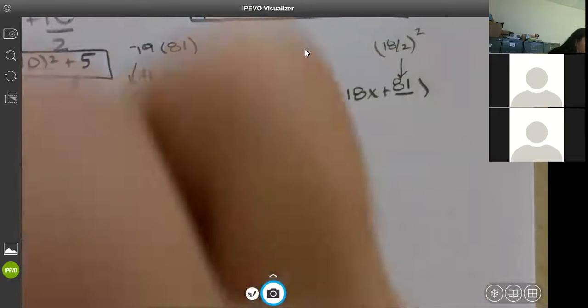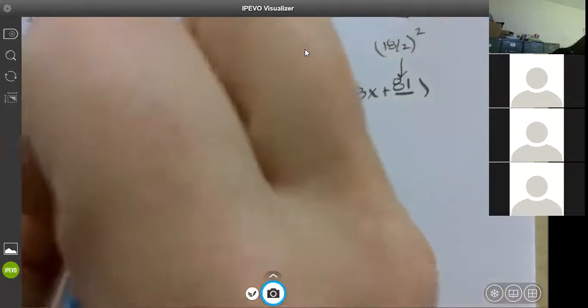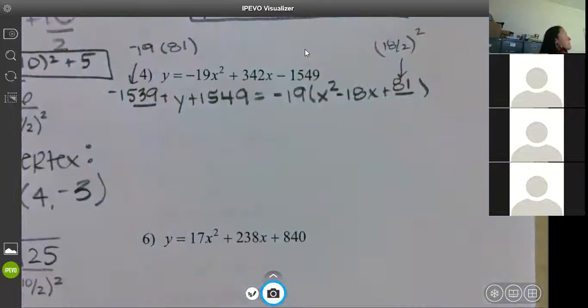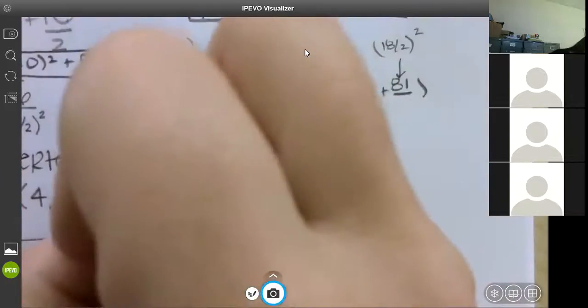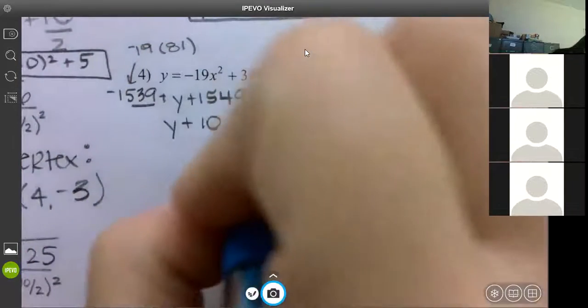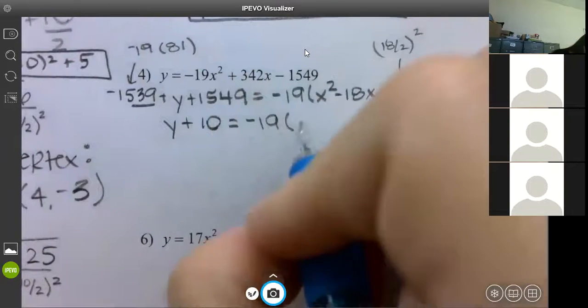What y'all get? Negative 1539. You see what I mean by the numbers should cancel themselves out? I don't want to say cancel themselves out, but you should have a smaller number. So we get y plus 10 equals negative 19, and then clean it up.